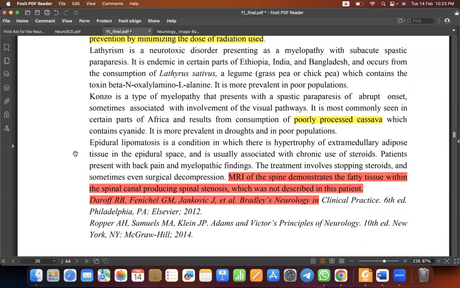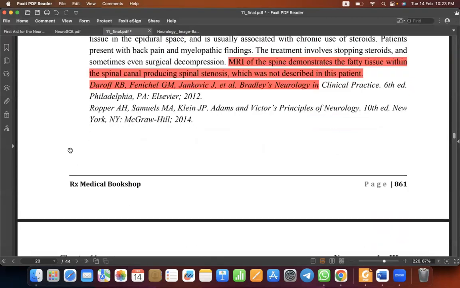Another thing is the chronic use of steroids, which causes hypertrophy of the extramedullary adipocytes. So the patient has epidural lipomatosis, with fatty tissue seen on MRI of the spine. But here the MRI typically does not show any fatty tissue corresponding to epidural lipomatosis.